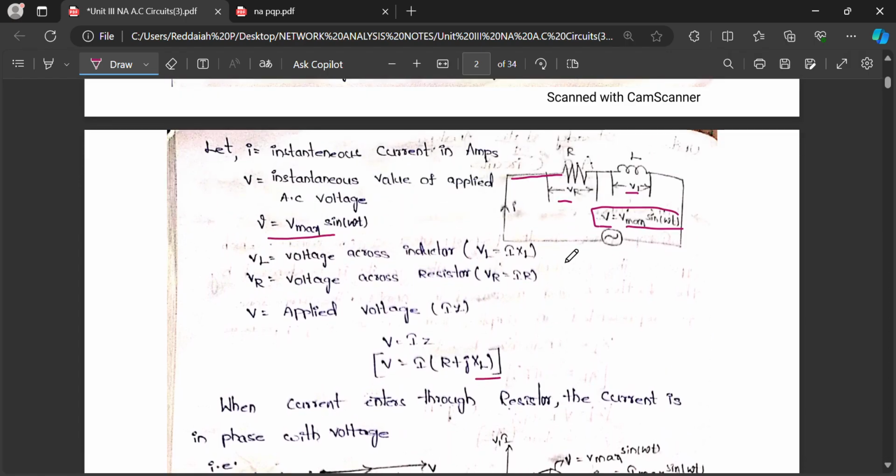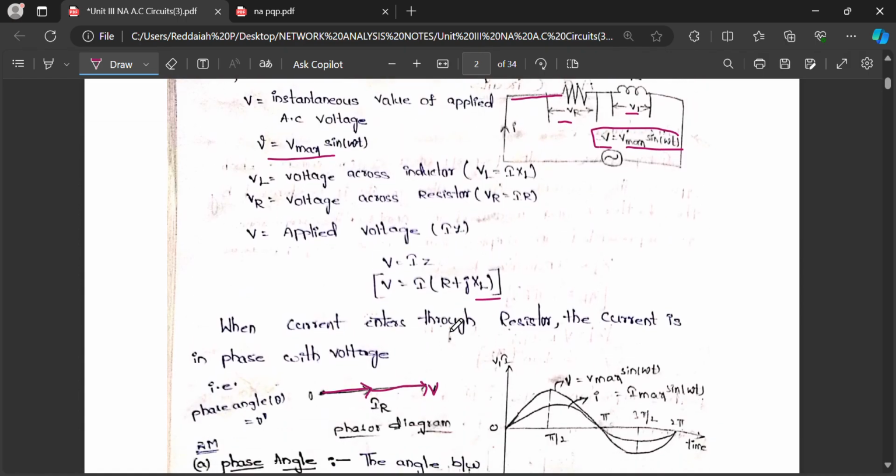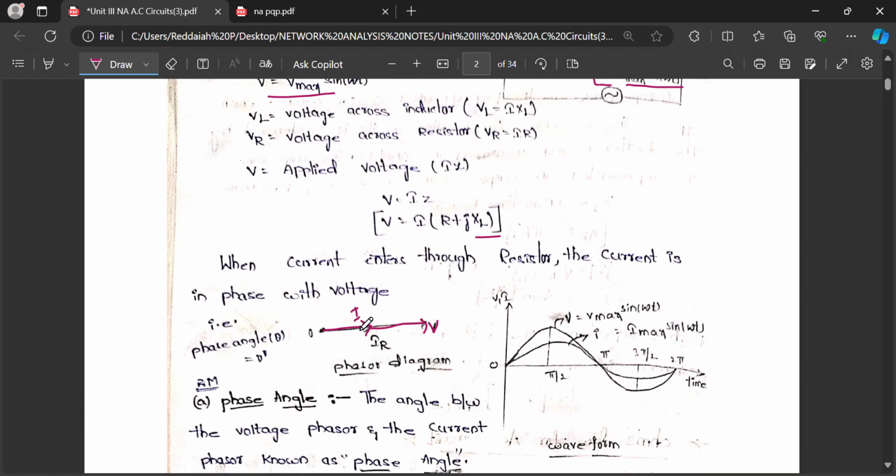When current enters the resistor, it is in phase with voltage. We assume V is the voltage phasor or voltage vector. The current flowing through the resistor, IR or I, will be in phase. That means theta equal to 0. Now it is V, I, and the angle is 0. There is no phase displacement between voltage and current. That is, for a resistor the phase angle theta equal to 0. How is it possible? Because voltage and current are in phase, there is no phase angle. No phase angle means 0 degrees.